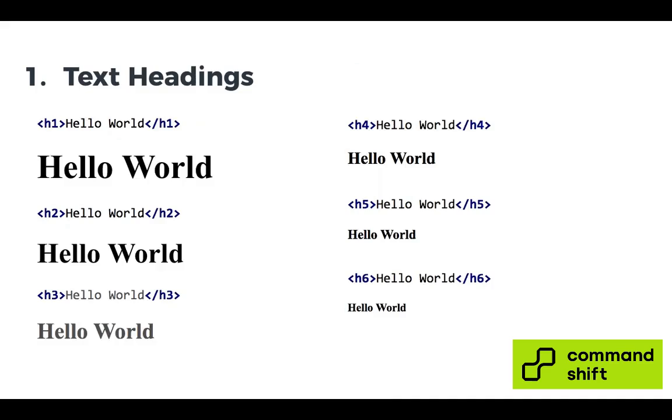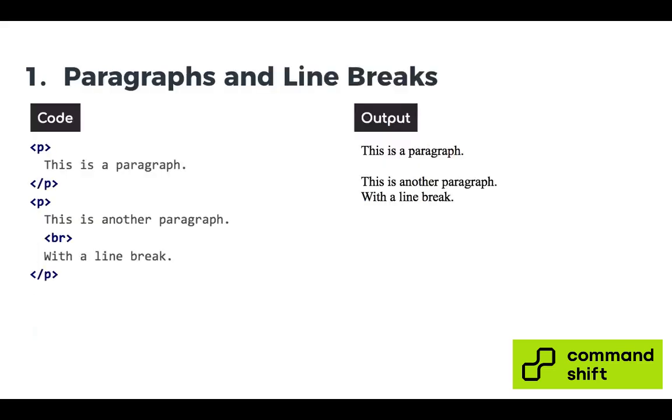Figure it out. Some common element types: obviously H1 is the biggest heading that you can have. There's a variation of headings from H1 to H6, and each one is a bit smaller than the other. Paragraphs: if you want to have a paragraph, you use the P element type. You can put a line break within the paragraph using the BR tag.